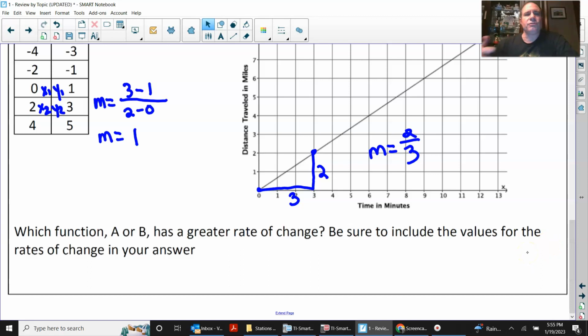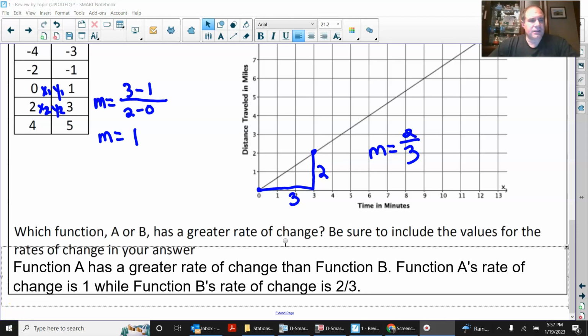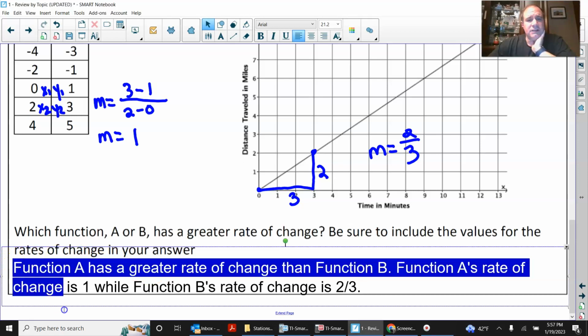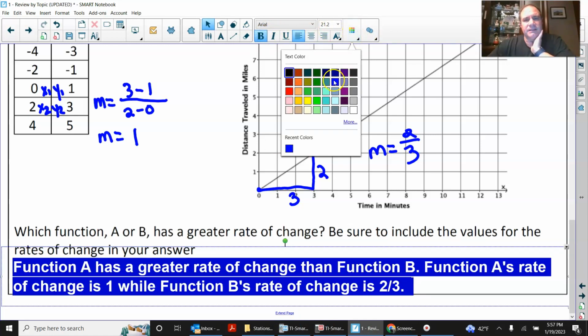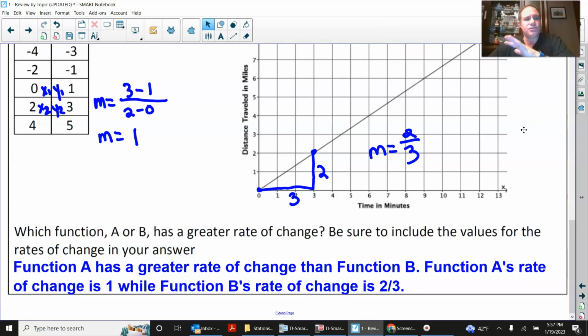So being sure to include the values of rates of change, this is not a multiple choice question. This is an open-ended question that you do have to explain. And that's it. Which function has the greater rate of change? Function A has a greater rate of change than function B. Function A's rate of change is 1, while function B's rate of change is 2 over 3. If they ever tell you to do something, you have to follow exactly what they say. It says to include the values for the rates of change in your answer. So I had to make sure that was in my answer.